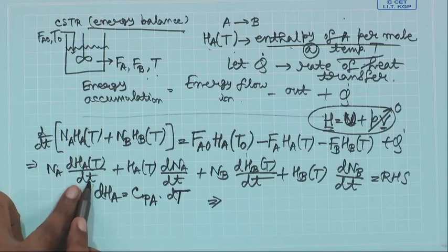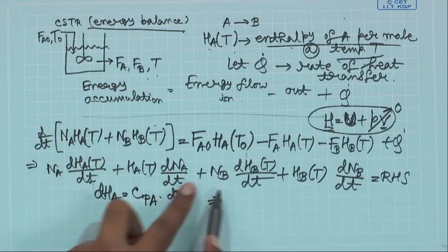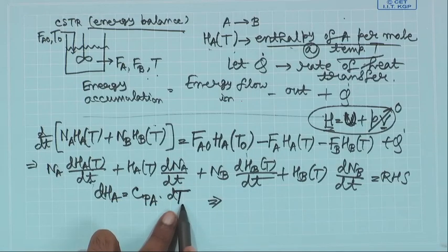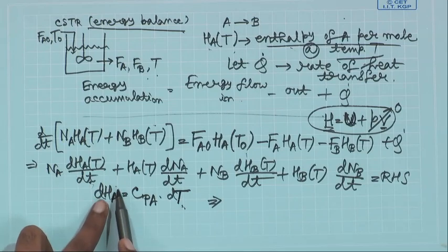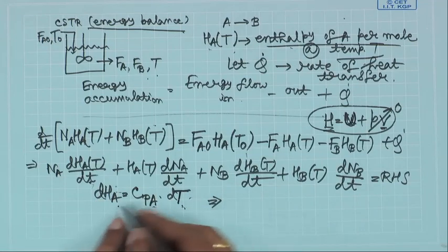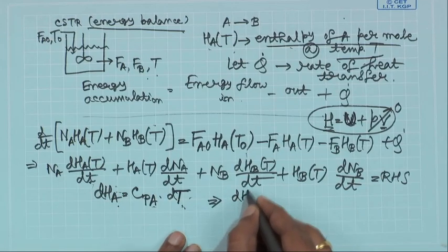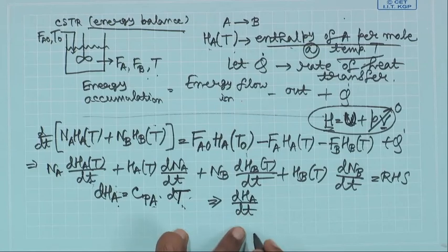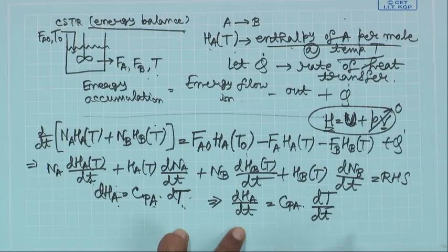so remember here this small t is time, as a function of time energy accumulation here, and here it is this capital T, this is temperature. So, the rate of change of enthalpy with temperature is basically your heat capacity, right. So, if you take derivative with respect to time on both sides, then you have dHa/dt equals Cpa dT/dt. This is rate of change of temperature with time.